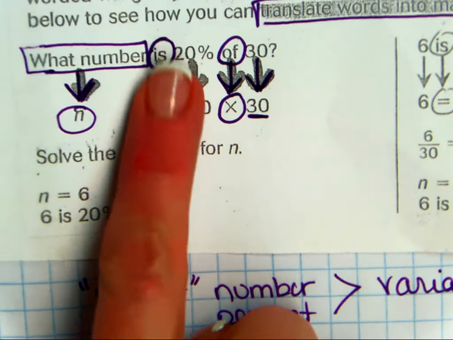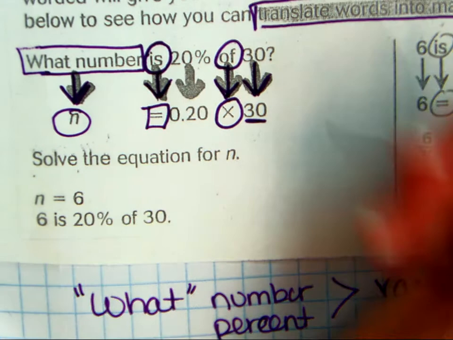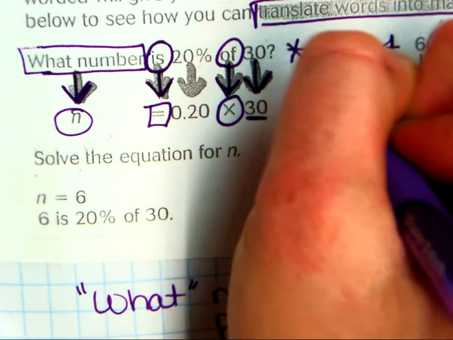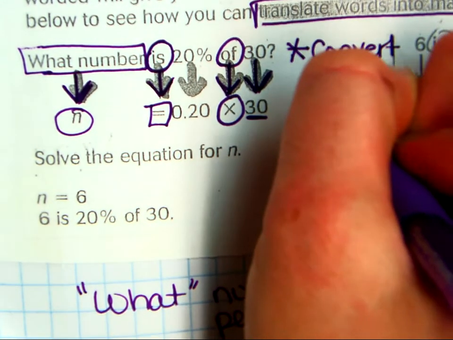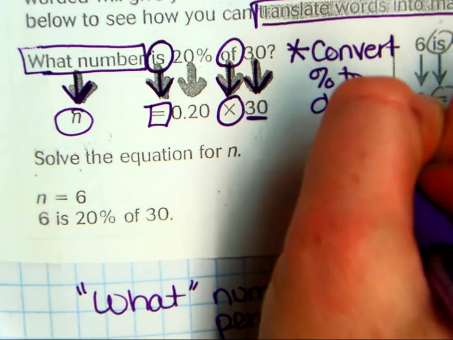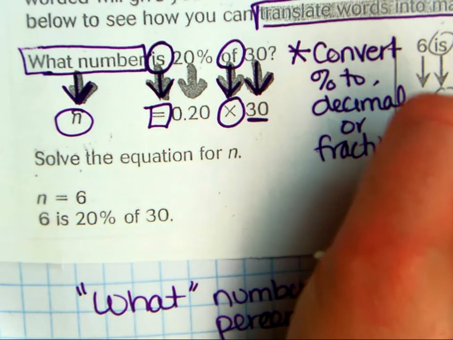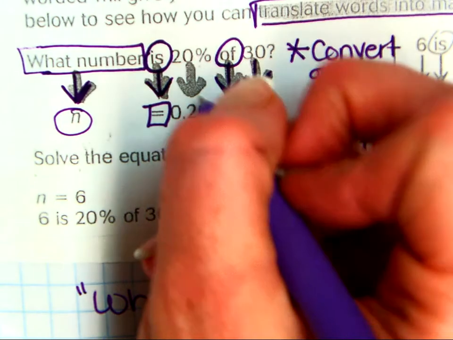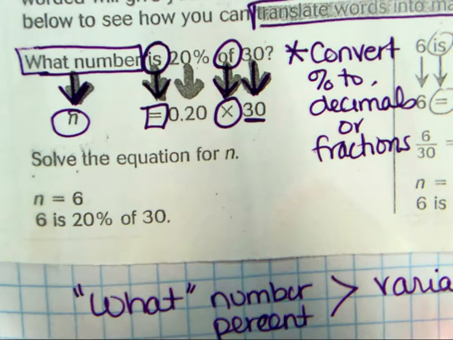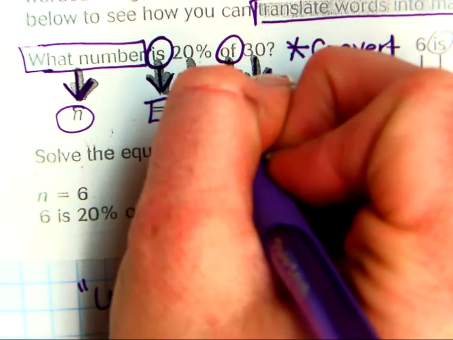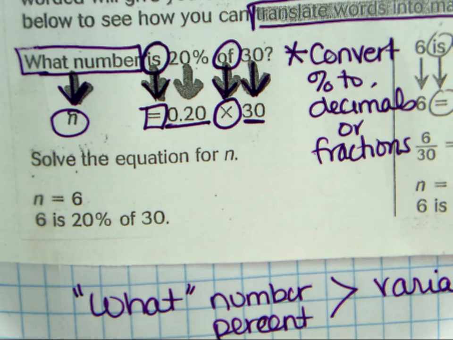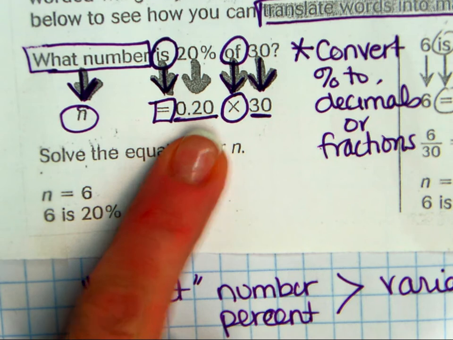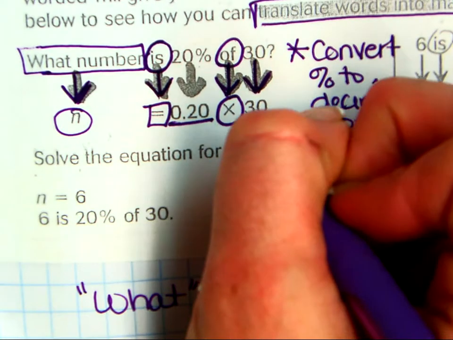But now we're left with this percentage. And this is where we remember our process of converting. And we're going to convert percentages to decimals or fractions. Okay? So in this case, we actually converted it. You'll see they moved the decimal place 2 times to the left, and we made it into a decimal. So now we have n equals 20 hundredths times 30, which really looks like this.